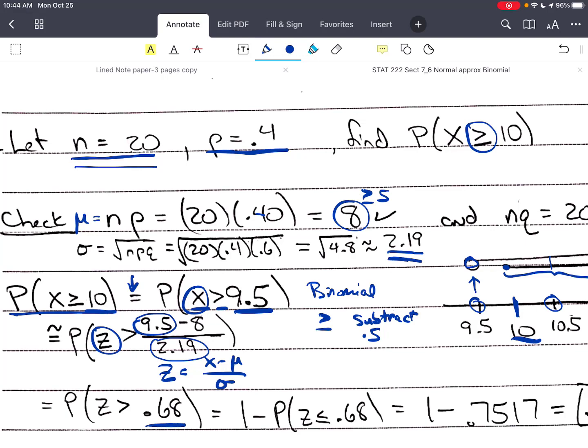Make sure you understand how to round correctly to 2 decimal places. Well, this is a greater than sign, and that is not in our table. Our table only contains the less than, or less than or equal to. In order to get this probability that we're greater than, we subtract from 1 the probability that z is less than that number.